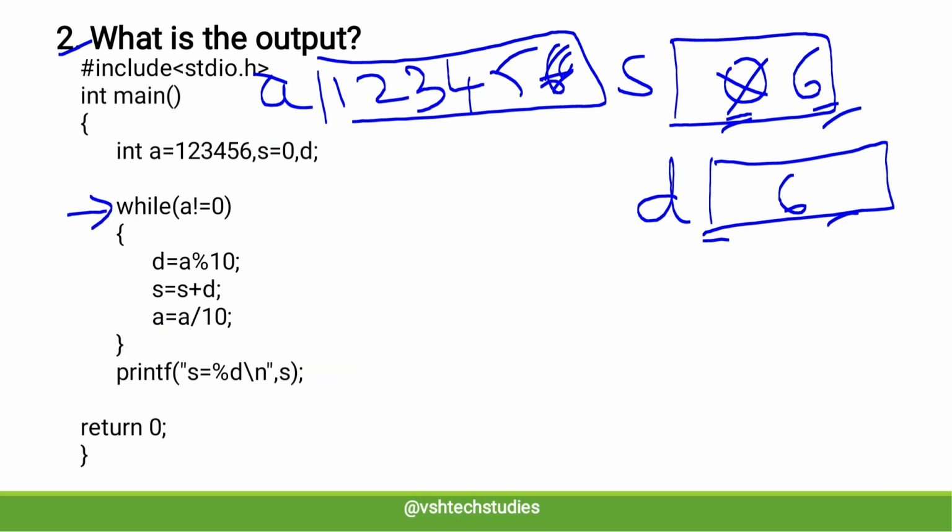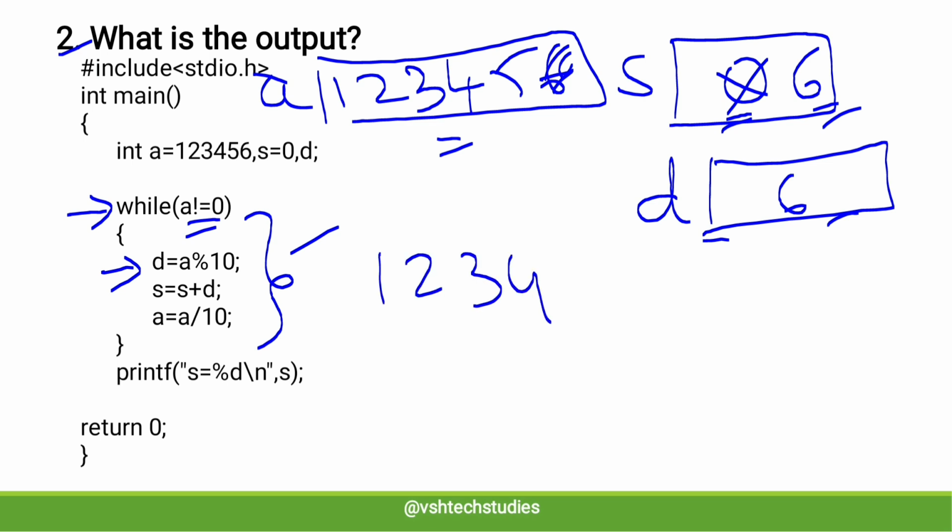So in the next iteration of the while loop, the condition is checked. A not equal to 0. 1 2 3 4 5 not equal to 0. Correct, it is true. Hence the loop body must be executed. The first statement, D equal to A mod 10. So 1 2 3 4 5 mod 10 means divide this by 10, the remainder is 5, that must be assigned to D. So now D is made 5.